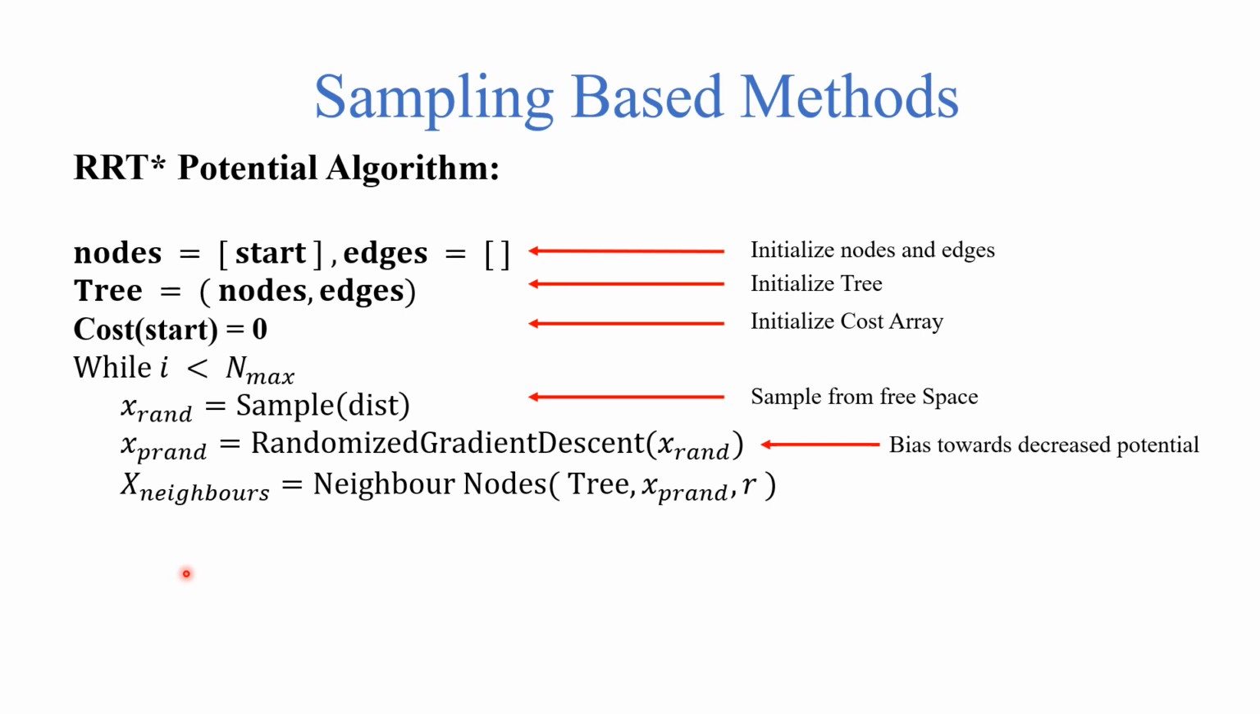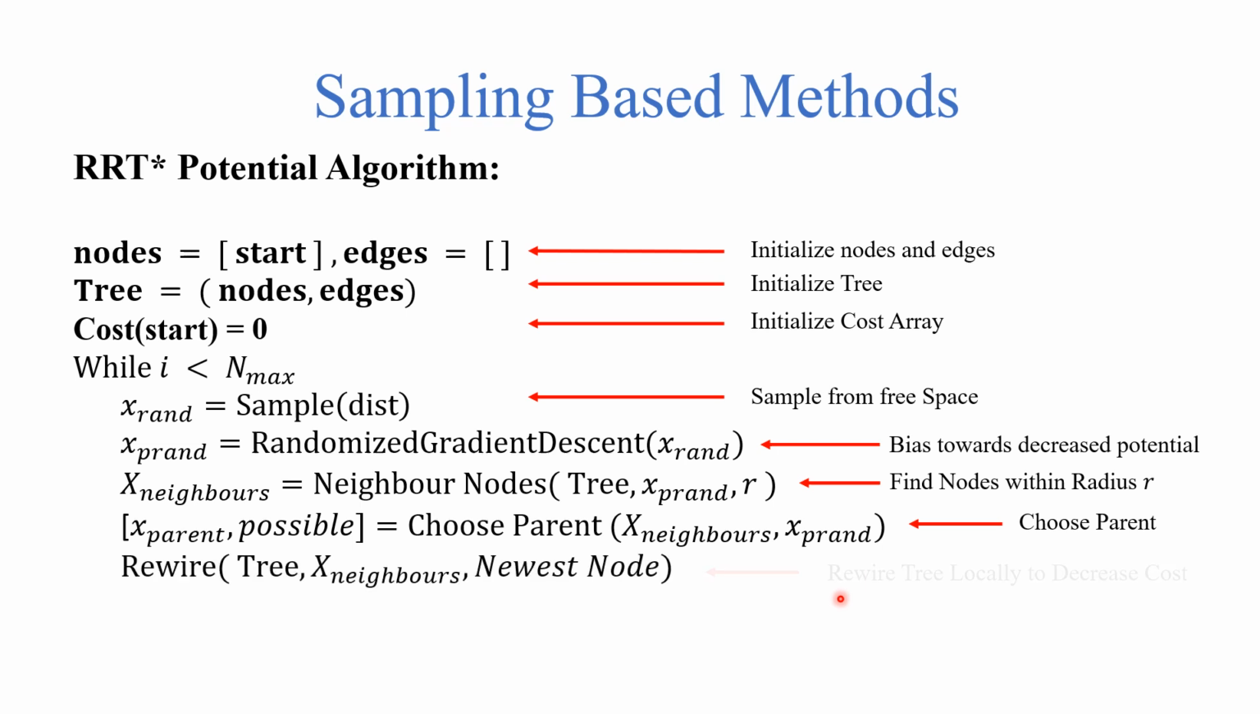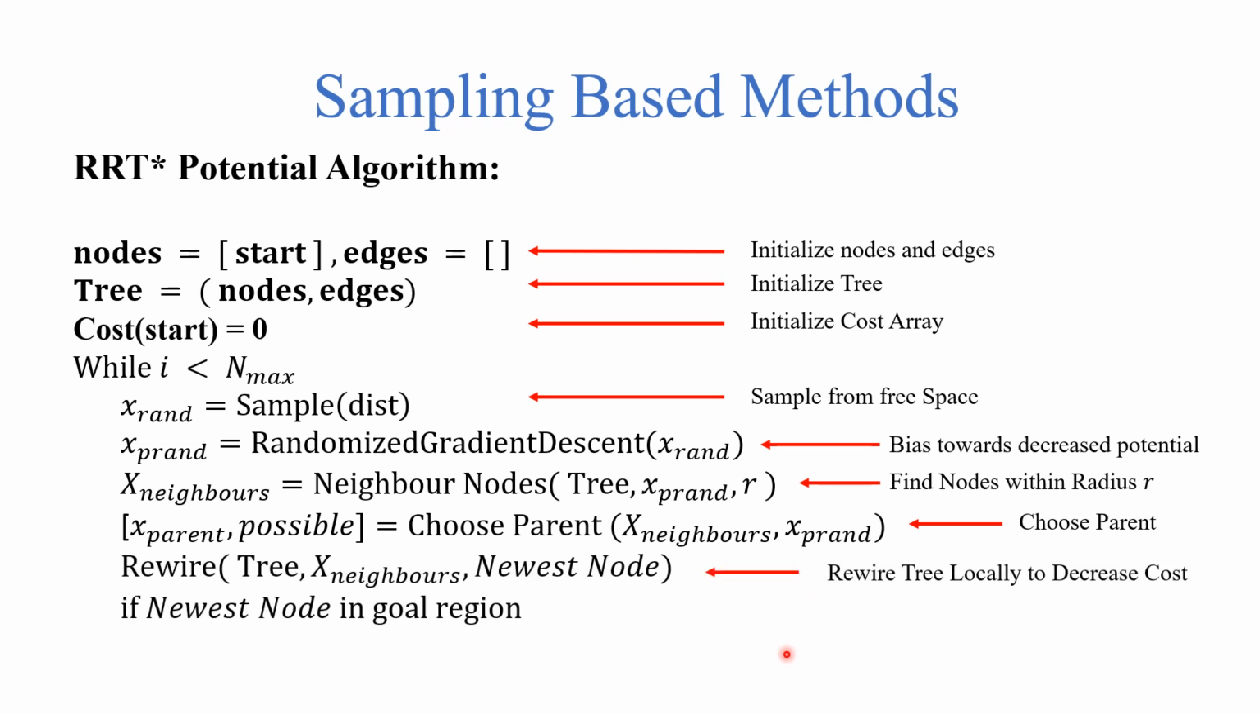Now we're going to apply all the classical steps of the RRT star algorithm, which is finding the neighbors within a radius r of xprand. Then again, we're going to choose the parent from the neighbors for xprand, the newly biased random point. Then we're going to rewire. And as usual, if the newest node is in the goal region, then we save the goal index. And finally, we return the path if found.